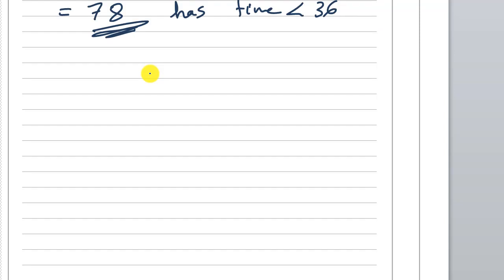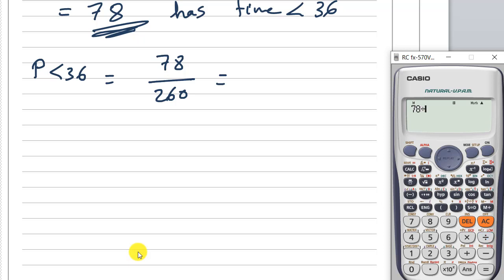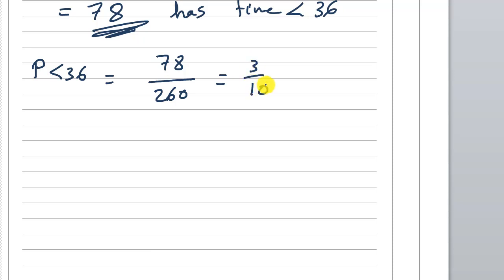Okay? So now the probability of less than 36 is equal to 78 divided by 260, the number of people with time less than 36 divided by the total. So 78 divided by 260 is equal to 0.3, which is 3 divided by 10, so 0.3.